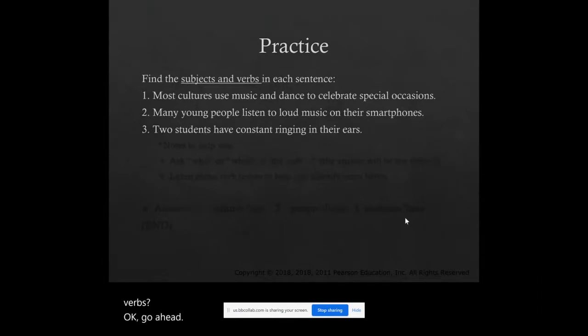Okay, the first one is most cultures, the subject, and the verb is use. Yes, I agree. The second one, many young people, the verb listen. Listened, I don't know. And the third, just two students have. The verb.